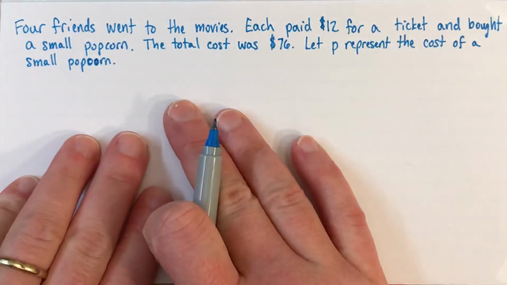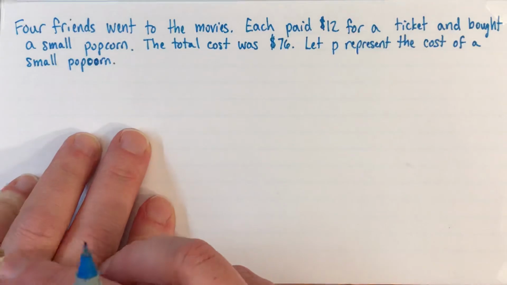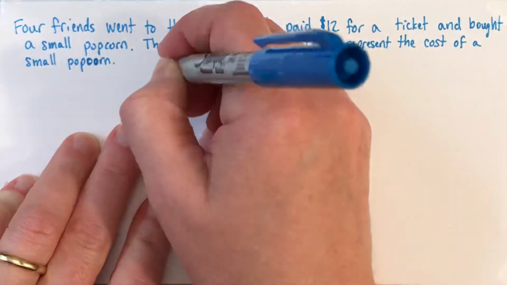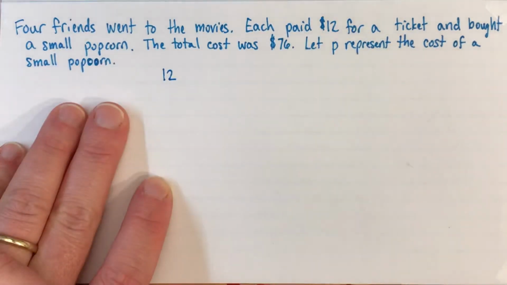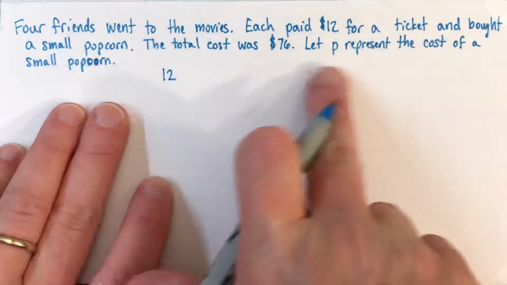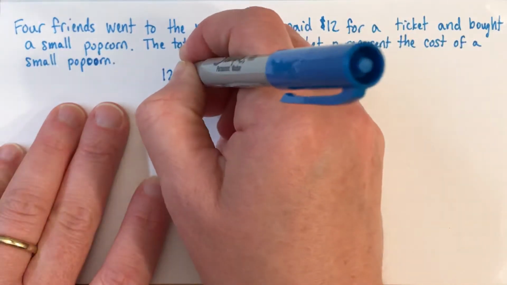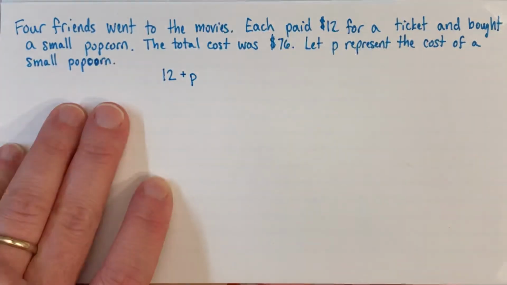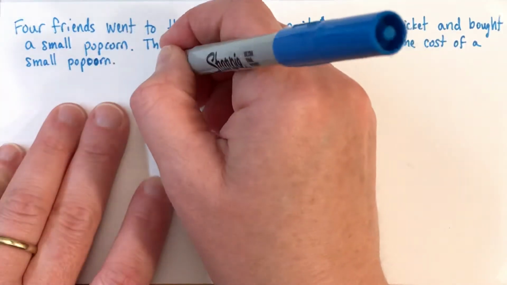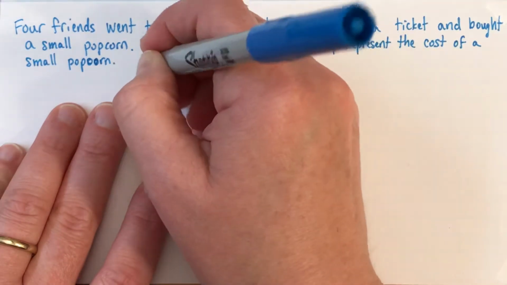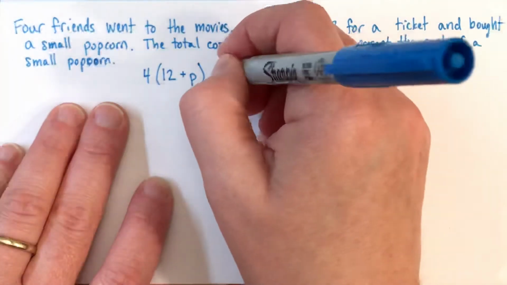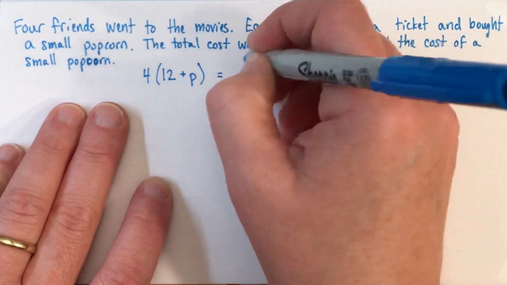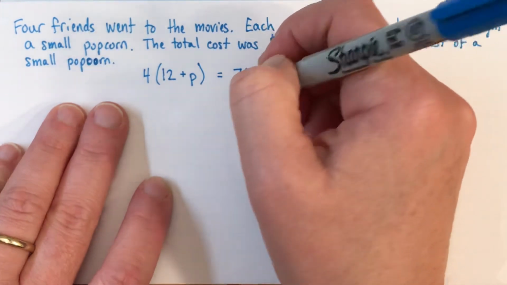All right, so let's think about each friend here. Each friend, first of all, pays $12 for the ticket. And then they pay for the small popcorn, which we're representing with P. So they paid 12 plus P dollars. So that's for each person. And there's four friends altogether. So altogether, they pay 4 times that. Right? And so that's the total cost, which we know is $76.